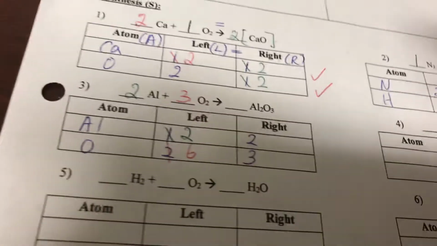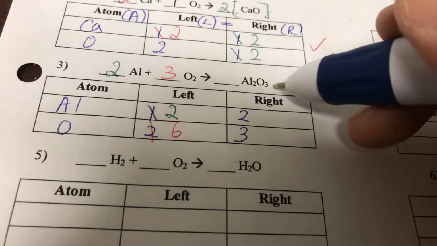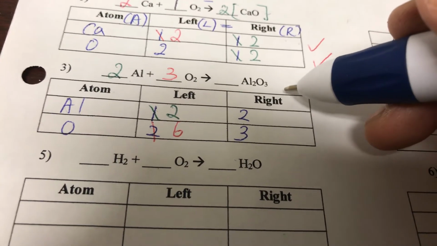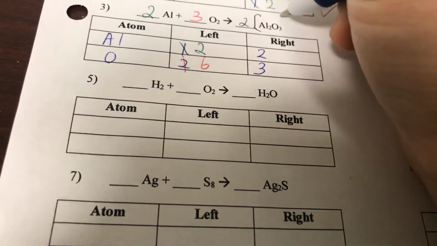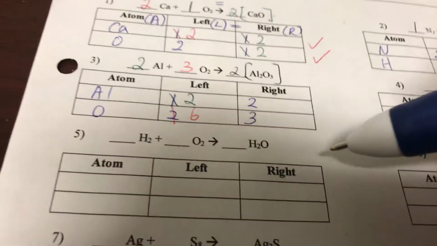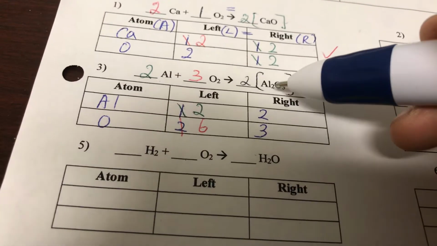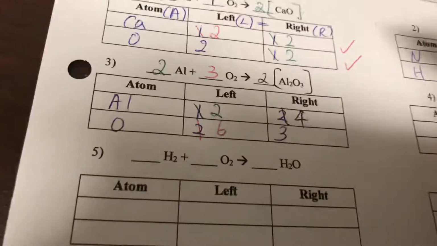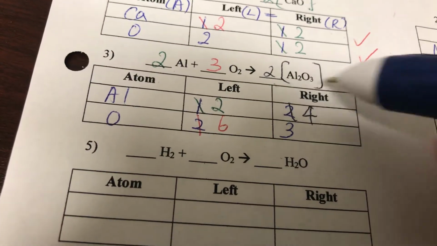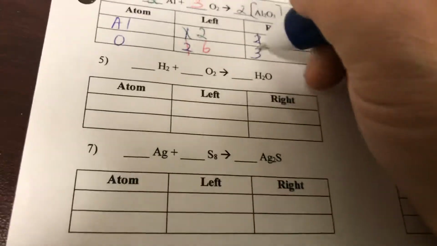And then black pen, well, I want to make 6 oxygen. So how can I make this 6 oxygen from 3? I multiply the whole thing by 2. So black pen and bracket. Now again, I'm not just changing oxygen, I'm changing the whole thing. So Al, I change that from 2 to 4, black pen. And then the oxygen, I'm changing from 3 to 6.